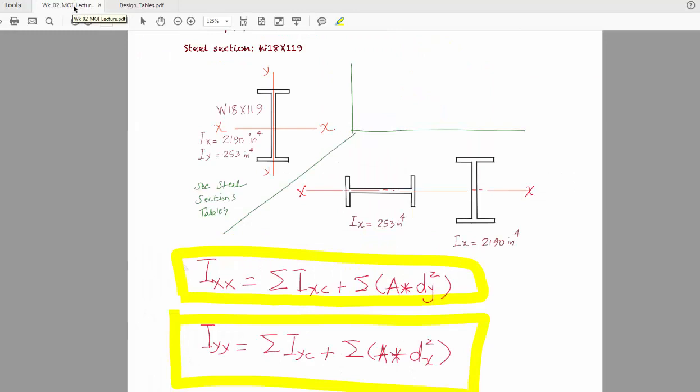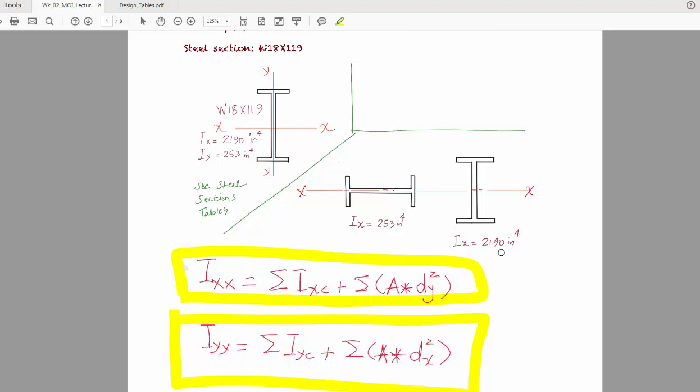So here's the deal. If we take this section like that, then moment of inertia about x, as you see, is equal to 253. Moment of inertia about y is 2190. So just keep an eye on this orientation, because this is important.